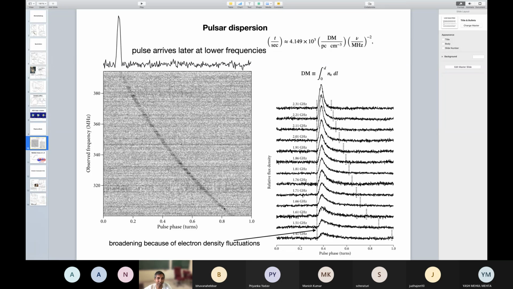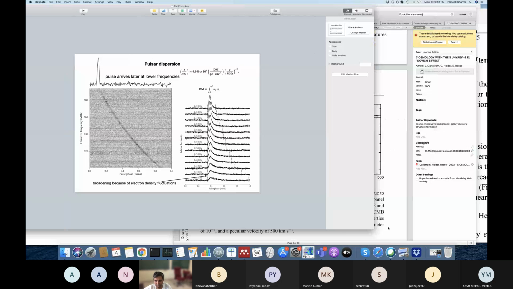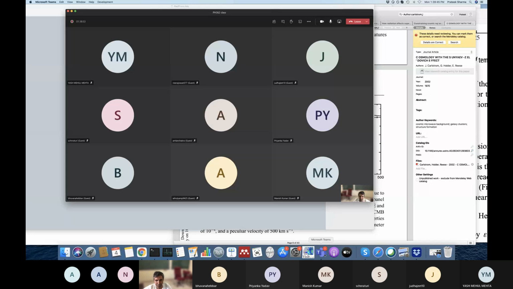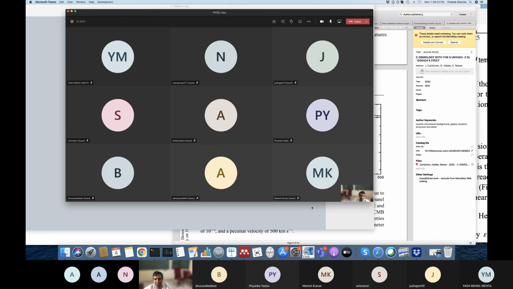This is called the pulsar dispersion, and this is the pulse arrival time relative to the vacuum as a function of frequency. It's the same thing that I had there. This is just this expression, 1 by omega squared. These are actually very important effects, and we will continue with this in the next class. Any question?